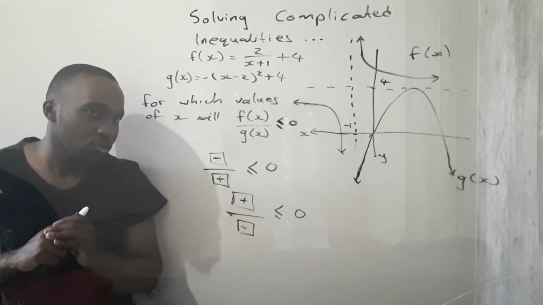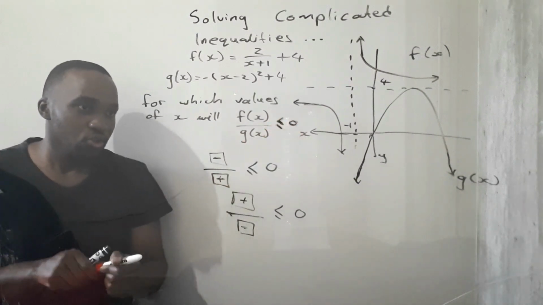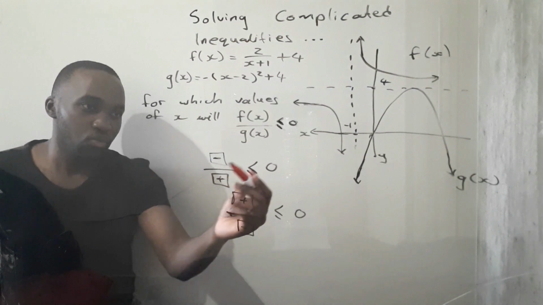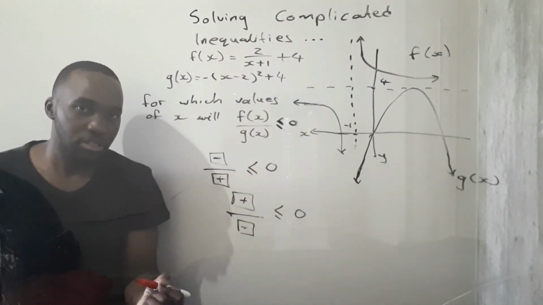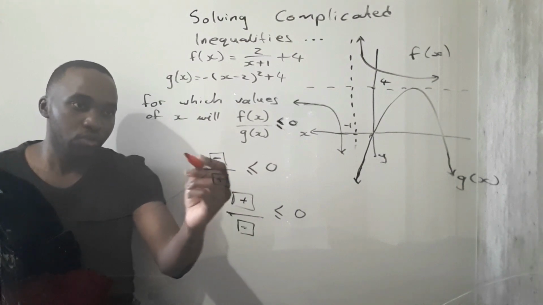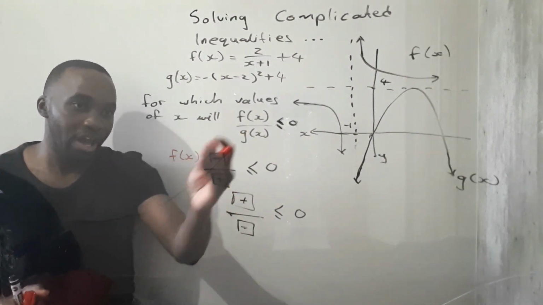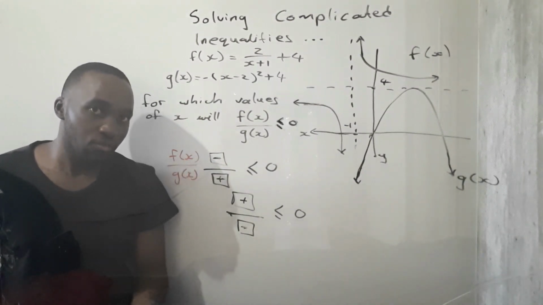Hold up. So to start off, it says here, for which values of x will this thing be smaller? So we need to deal with this scenario first. We want to look out for cases where the top is negative while the bottom is positive. As in, we want to look out for cases where f of x has negative y values while g of x has positive y values.